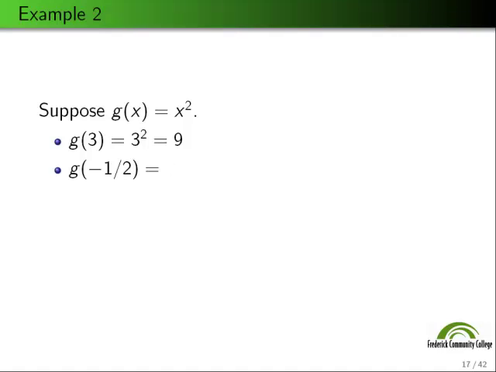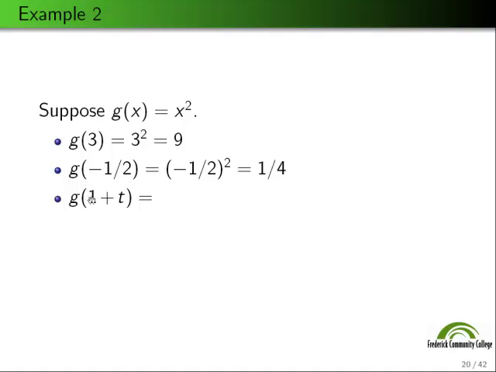If you put a negative 1/2 into g, you must square it. So negative 1/2 squared, that's going to be a positive 1/4. This is a little more abstract. It gives students fits, but if we think about it explicitly, it's what the instructions that g gives us. G says whatever you put in me, square it.